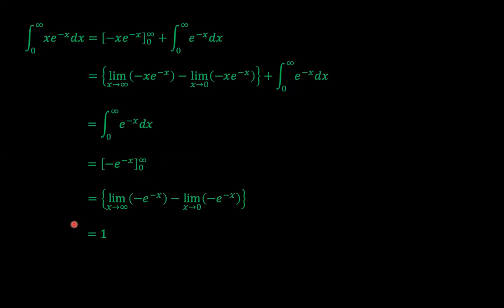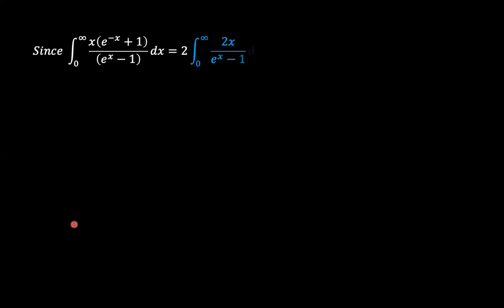And so what we can do next is look at the integral in totality: the integral of x times e to the power negative x plus 1 over e to the power x minus 1 is the same as twice the blue integral minus the green integral. So twice the blue integral, as we saw, was pi squared over 3, and then the green integral was 1. So we have pi squared over 3 minus 1, and that is our final answer.